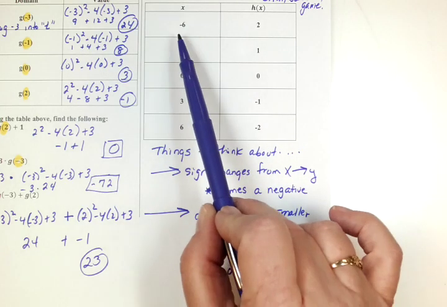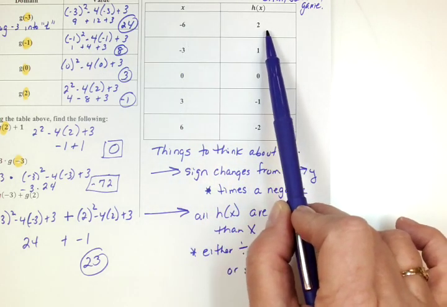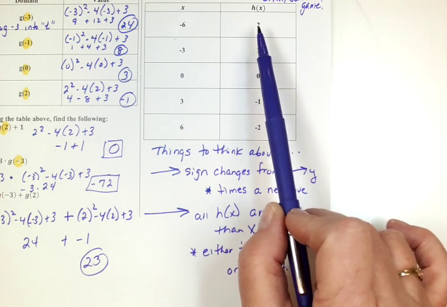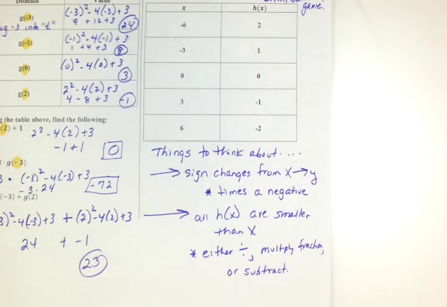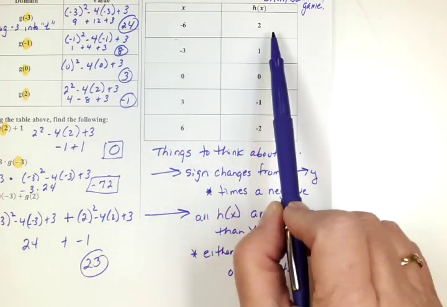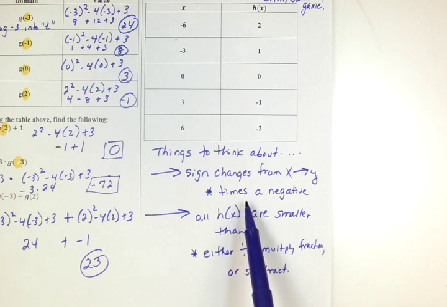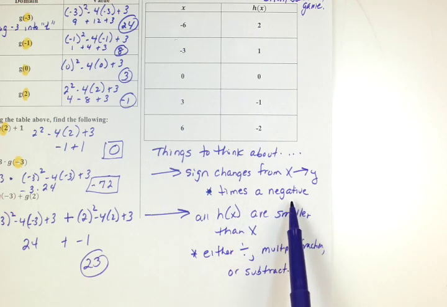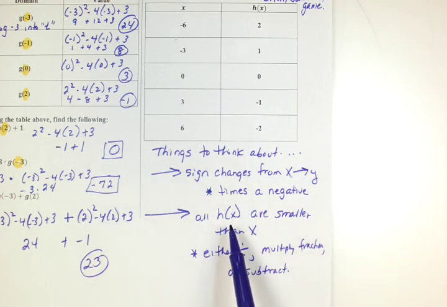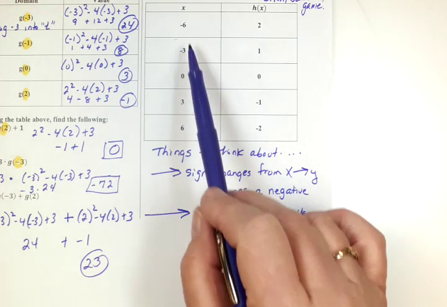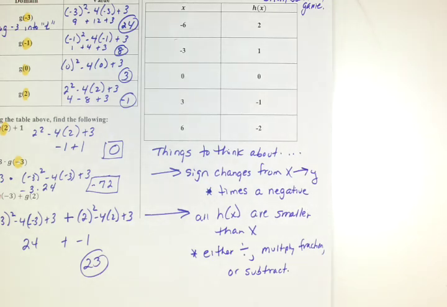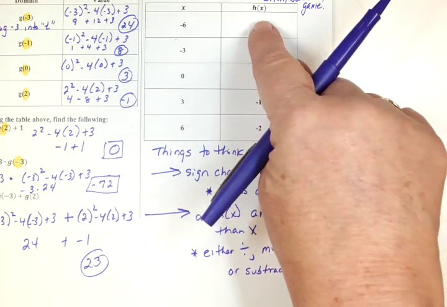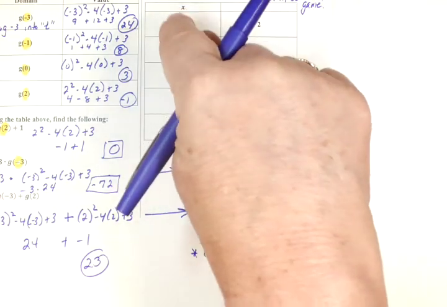Okay? Am I going from an x to a y? Is my sign changing from x to y? Yes. It goes from a negative to a positive, so I know that I might have to times a negative. Okay? Or are my h of x smaller than the x? Are my h of x smaller than my x? Yes.